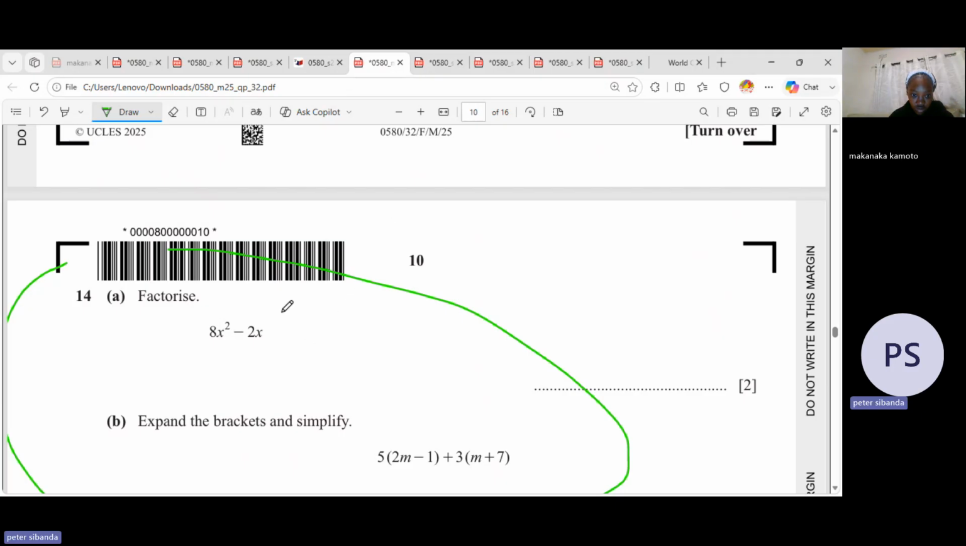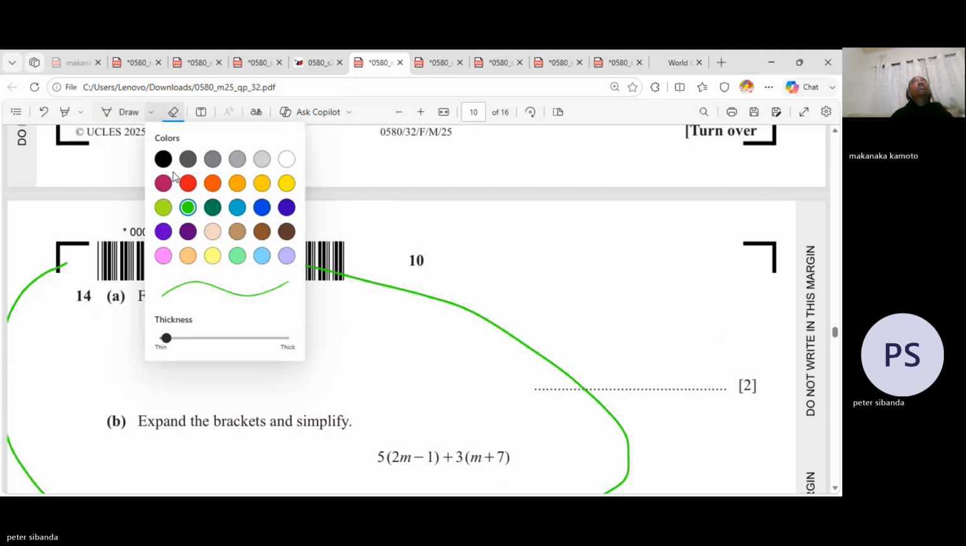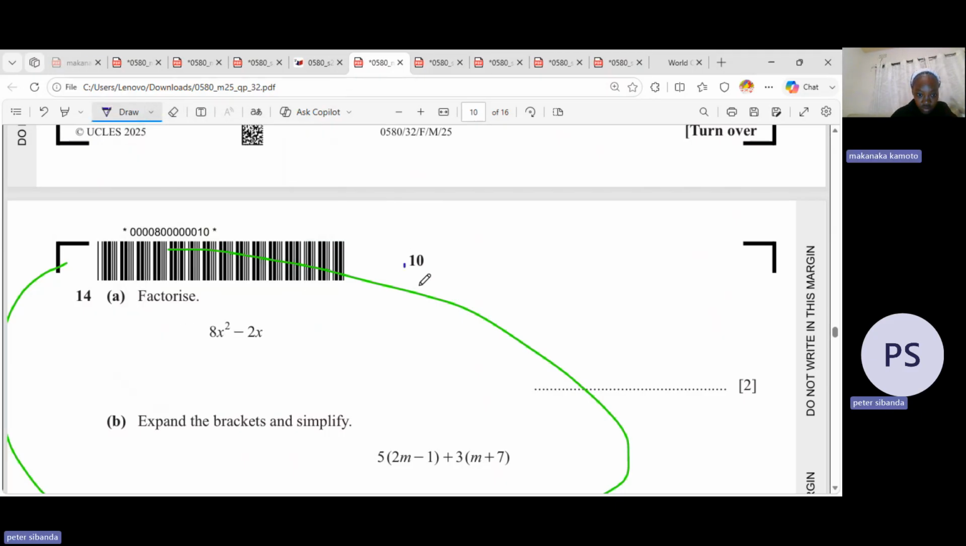So it's 8x squared minus 2x. Let's ask in terms of numbers. Any number that can get into 8 as well as 2? 2. We write it down. Correct. We move to x. Is x here and x there as well? Yes. So we write x. Anything else that is there and there? No. Open a bracket.